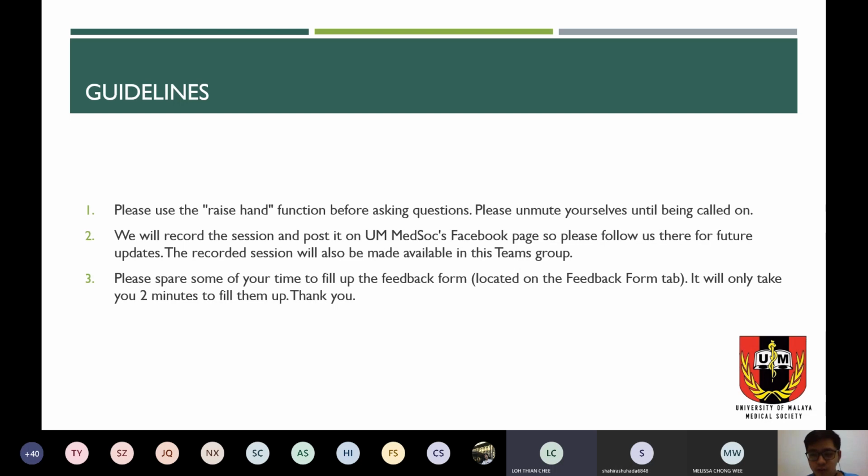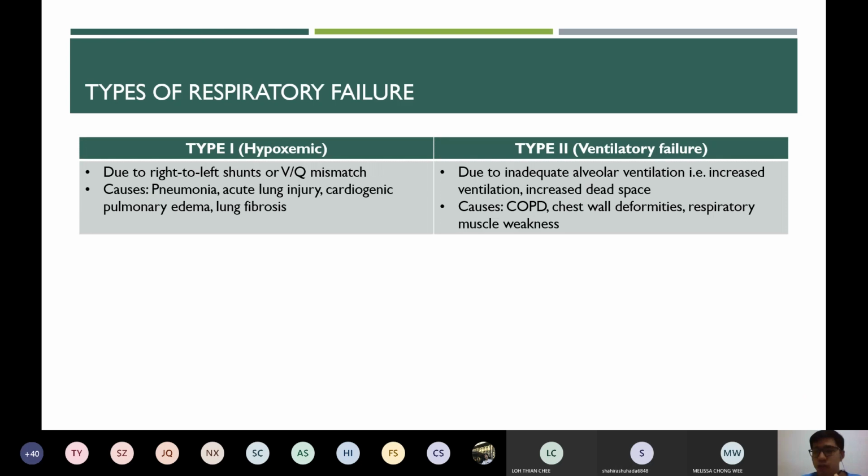Okay, thank you, doctor. Next slide. Maybe just a little bit of warm up on the whole thing. This is the diagram that I've gotten from Kumar and Clark. These are the types of respiratory failure. Doctor, can you elaborate a little bit on the types of respiratory failure?